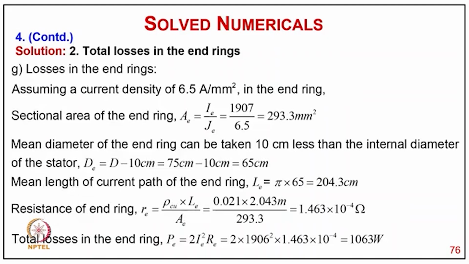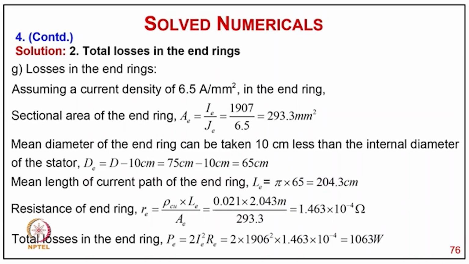Losses in end ring, assuming current density again of 6.5 ampere per meter square in the end ring. So considering sectional area A equals I upon J, it comes 293.3 millimeter square. So mean diameter of end ring can be taken as the stator diameter D minus 10 centimeter, that comes 65 centimeter, and the length of the current path in end ring L E equals pi D, that comes 204.3 centimeter. The resistance of end ring R E equals rho Cu into L E upon A E. Putting value, it comes 1.43 into 10 power minus 4 ohm.